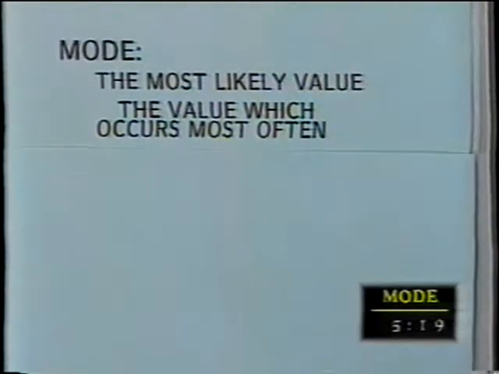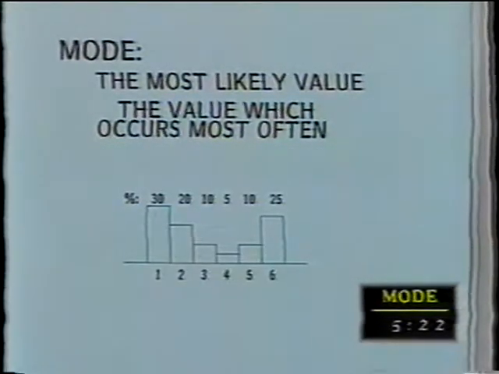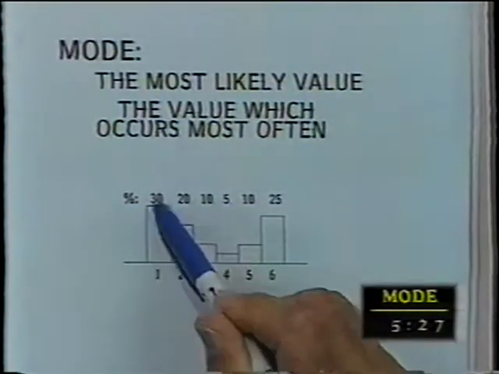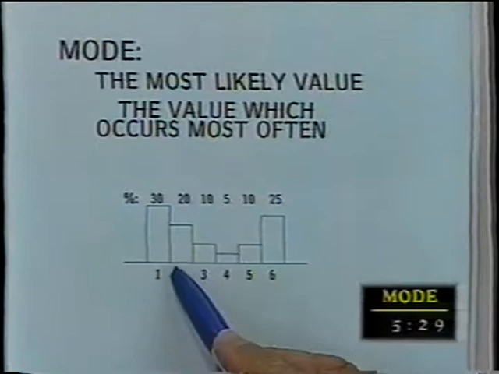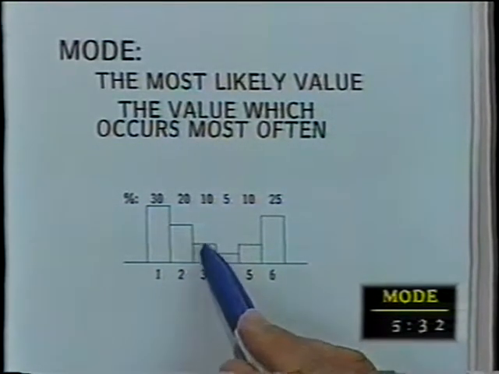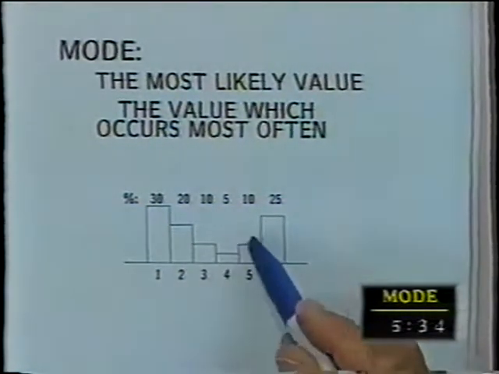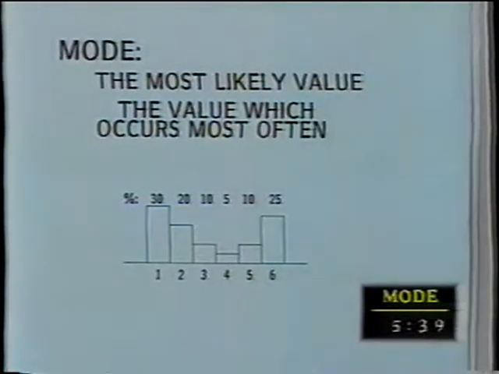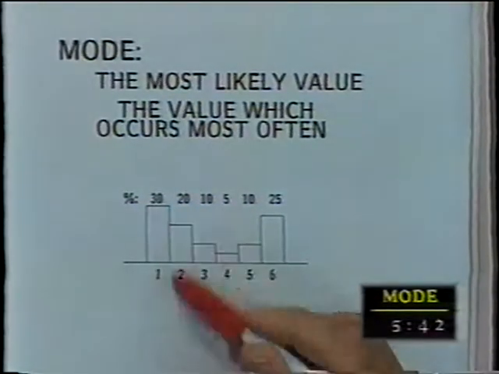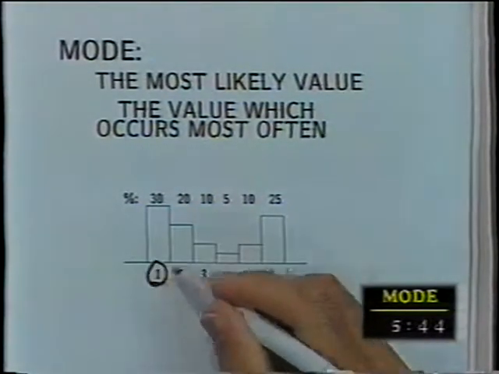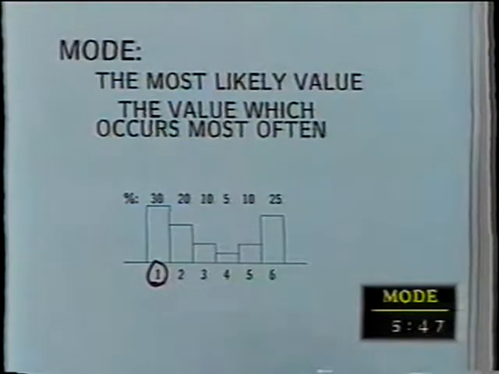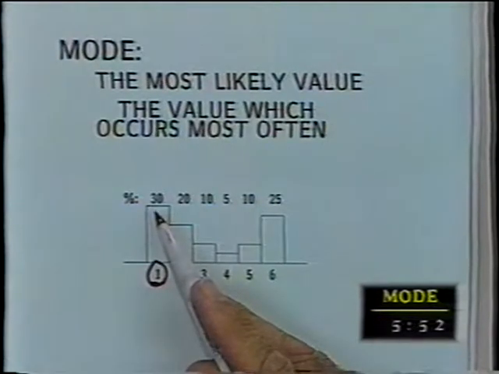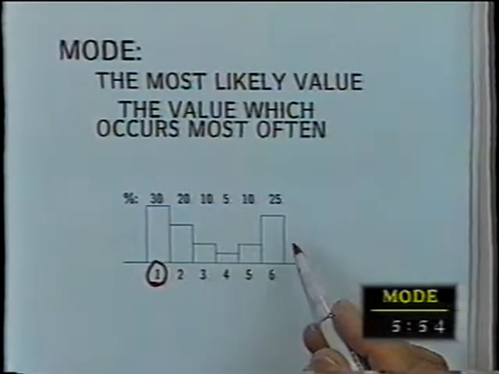That is the highest value in the histogram. Here's our histogram. The mode is the most likely value. This has 1 with likelihood 30%, 2 has likelihood 20, 3 has likelihood 10, 4 has likelihood 5, 5 has likelihood 10, 6 has likelihood 25. Quite clearly, the highest likelihood is at 1, and 1 would be the mode of the distribution. The value 1 is the mode because it has the highest likelihood, the highest value in the histogram.